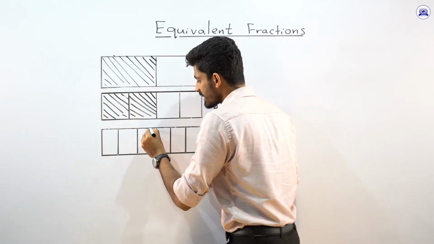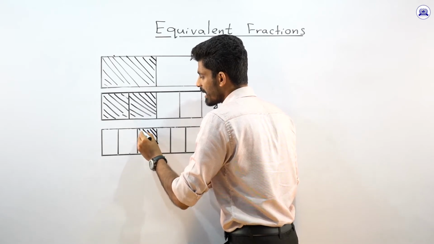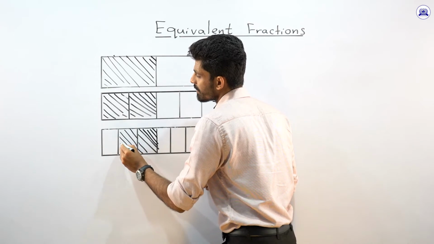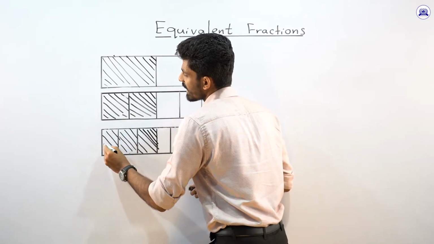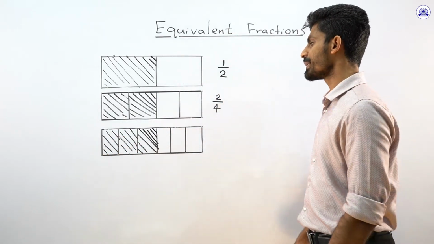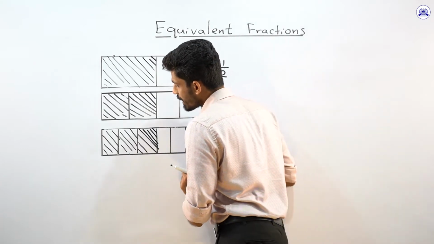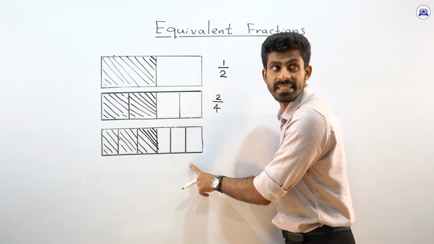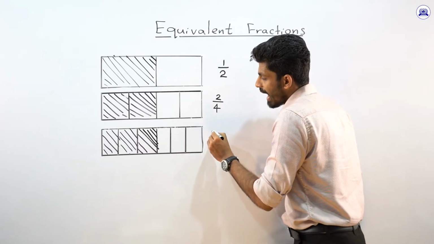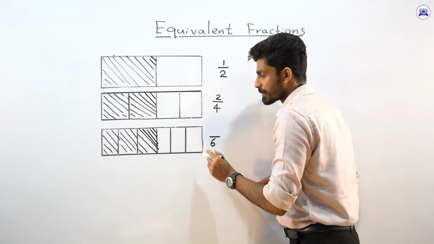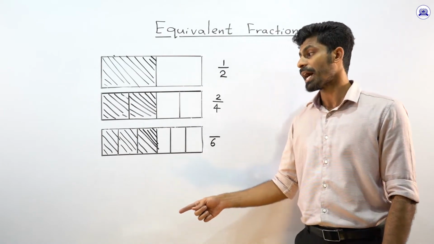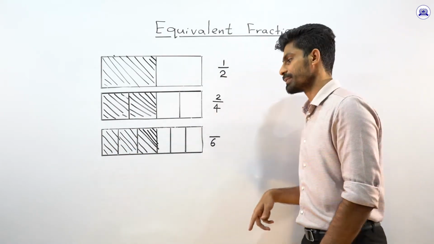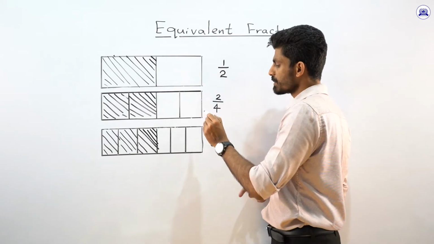Now just consider this one. I'm going to color three parts. Can you write that as a fraction? 1, 2, 3, 4, 5, 6. Out of six portions, how many parts are colored? 1, 2, 3. Three parts are colored out of six portions.